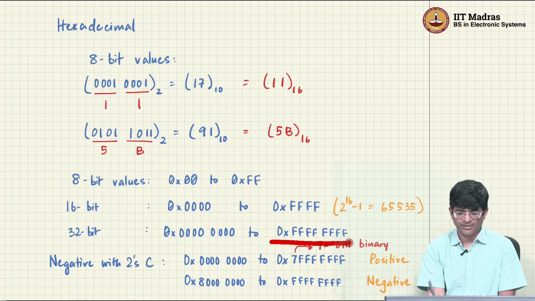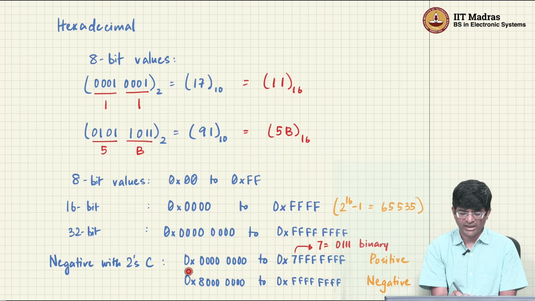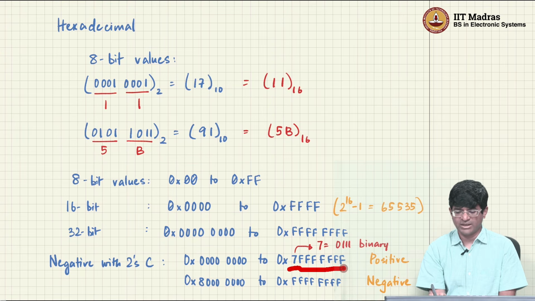8 Fs basically. And now the interesting thing is I can also have this notation with 2's complement. I can basically say that anything in the range 0x00, 8 zeros, up to 7 followed by 7 Fs, right? Why 7? Because 7 corresponds to the number 0111 in binary. So if I have a 7 over here in my hex, it basically means that the most significant bit is actually 0. Everything else is a 1. So this value, this 7 followed by 7 Fs, is the most positive 32-bit value that I can have.